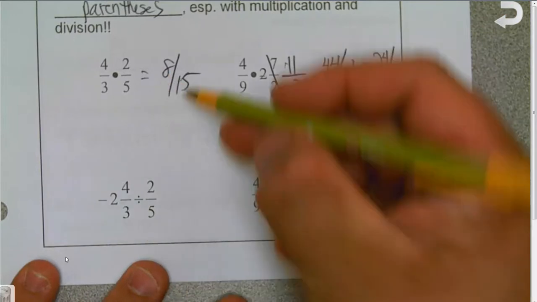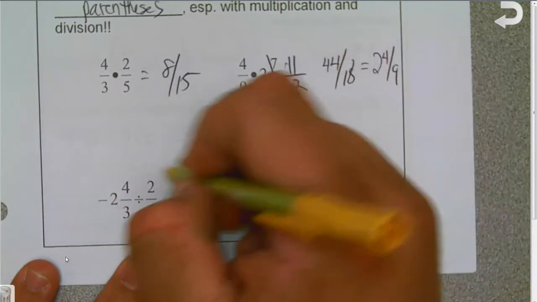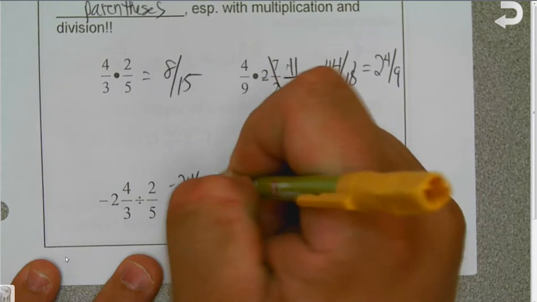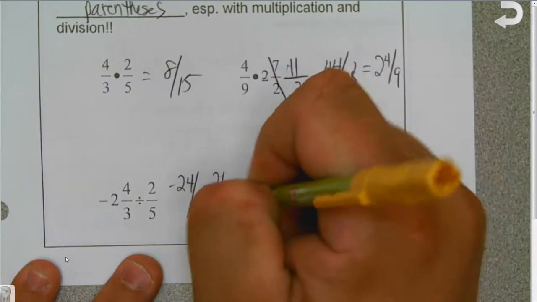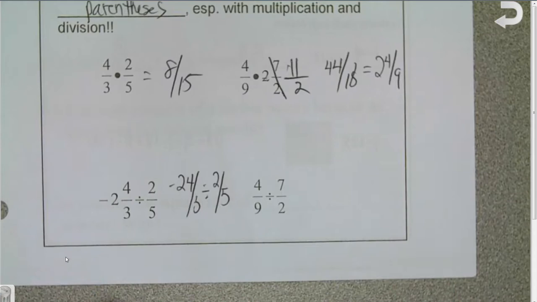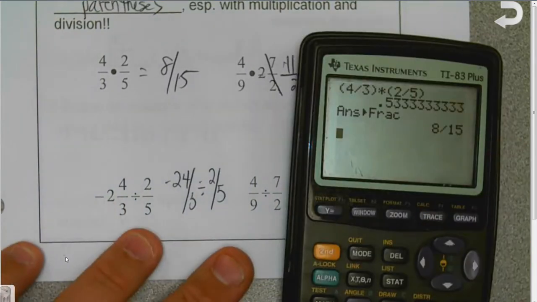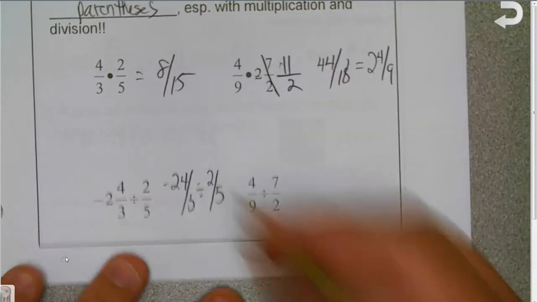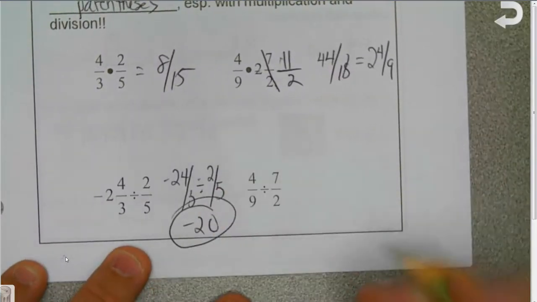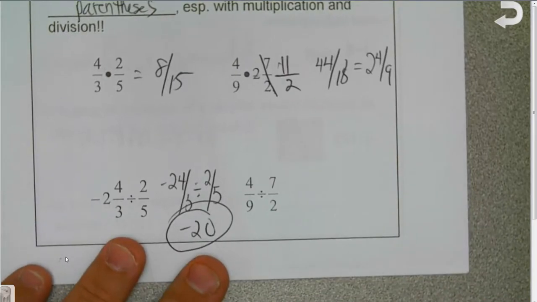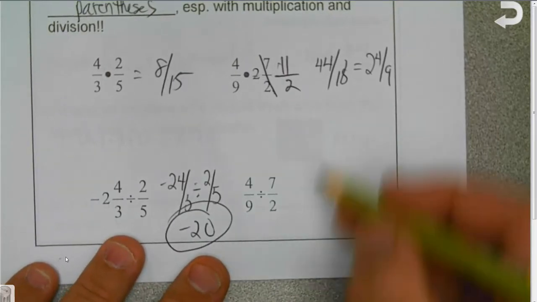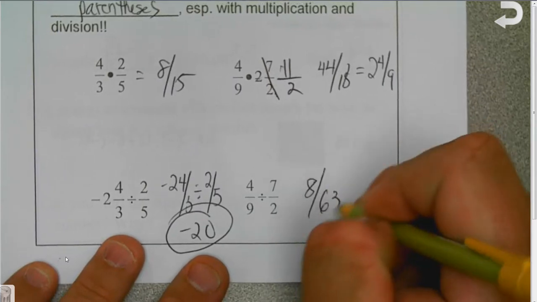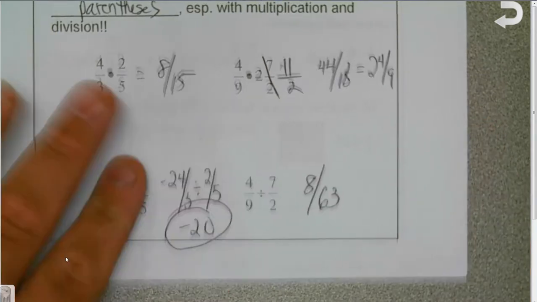Same thing here. If I'm dividing, I'm going to have negative 2 times 3, negative 24/3, divided by 2/5. And we go from there. Let me do the calculator deal. It's going to be a big old number. Negative 20. Make sure you circle your answers whenever you do stuff for me in class. And then the final one is 8/63 if you're ahead of me.